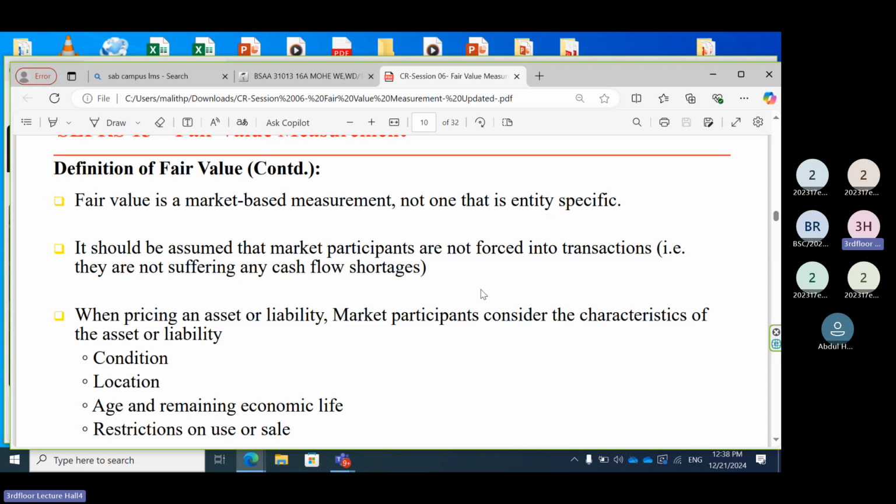When pricing an asset and liability, market participants consider the characteristics of the asset and liability. Yes, we discussed last week. Once you are giving your price, that's a reflection of the condition. What would it take again? A 15% discount. And the discount is clear, so they were spoiled. So the condition, right? You need to have an understanding about the condition of the item and the location.